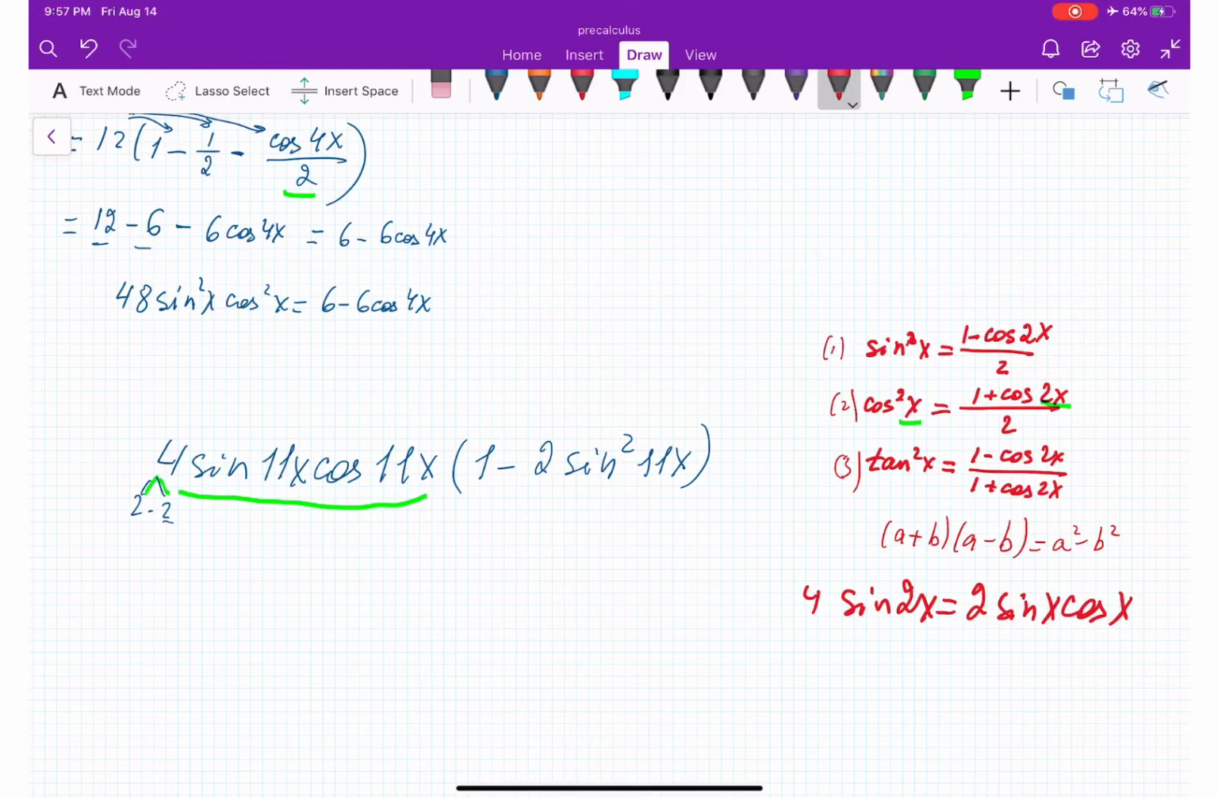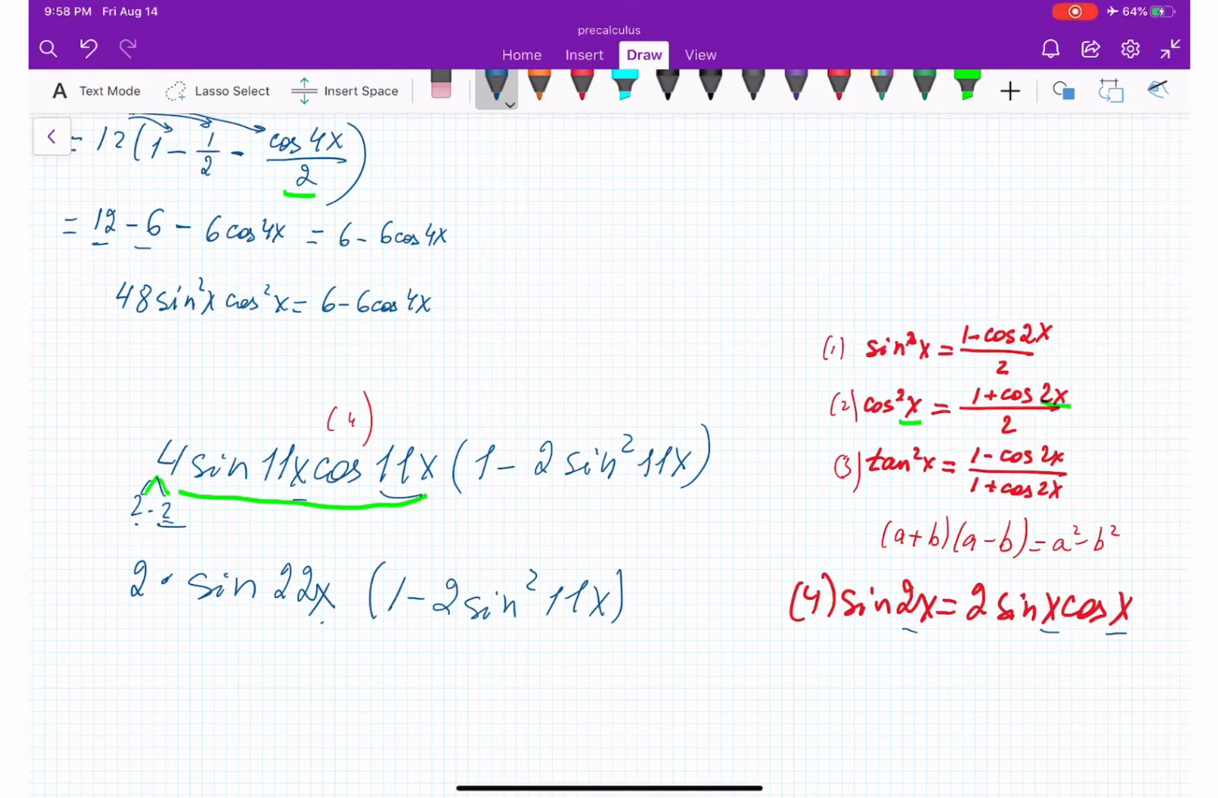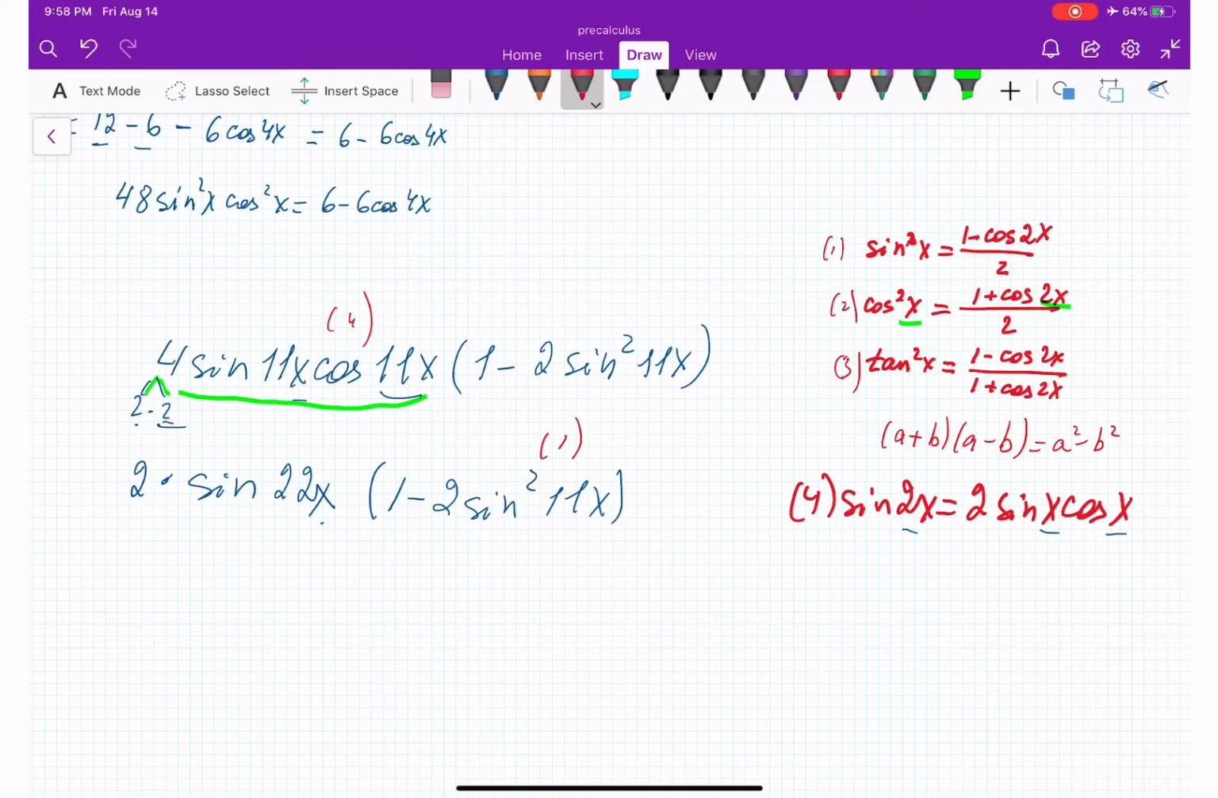Now this is going to be formula 4. We apply formula 4 here and we are going to get twice, this 2 is going to stay, and twice sine 11x cosine 11x is going to become sine 22x, right? So if we have here x, it becomes 2x. We have here 11x, it becomes 22x. And here we get 1 minus 2 sine squared 11x. Next, on sine squared 11x, I'm going to apply formula 1. It's reducing power, because we have sine squared, we are going to reduce power. Let me work out this part.